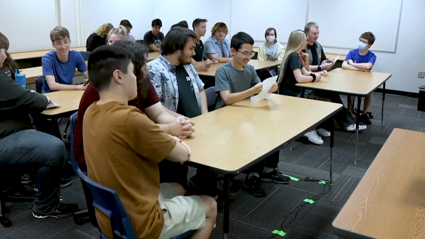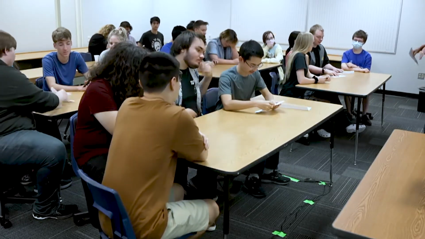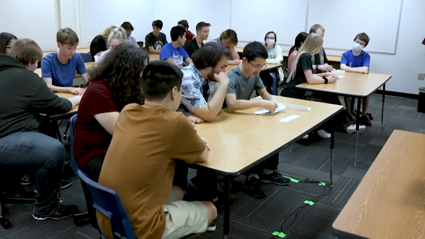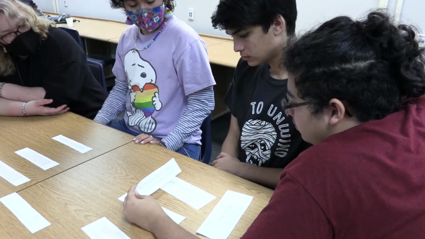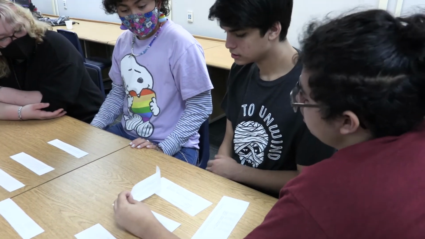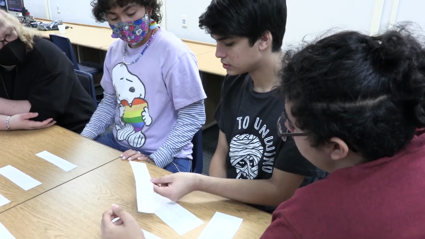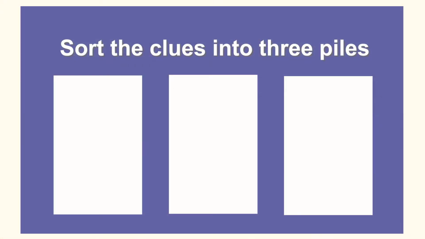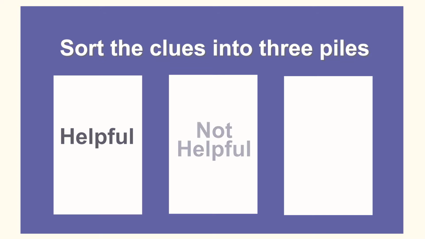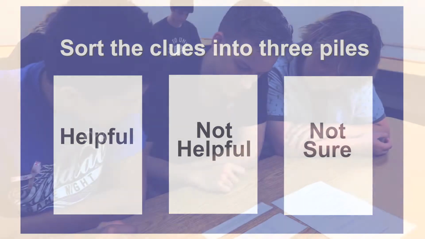Students should distribute the clues as evenly as possible among the group, ensuring that each person is holding at least one clue. Then, in a round-robin fashion, share the clues aloud. After each person reads their clue, discuss whether it helps to answer the question, and sort the clues into 3 piles: helpful, not helpful, or not sure.